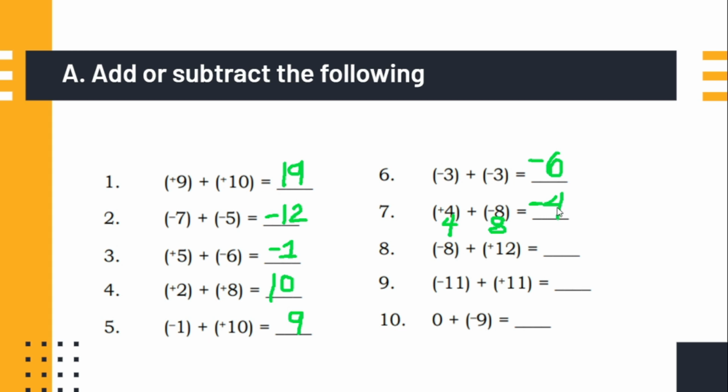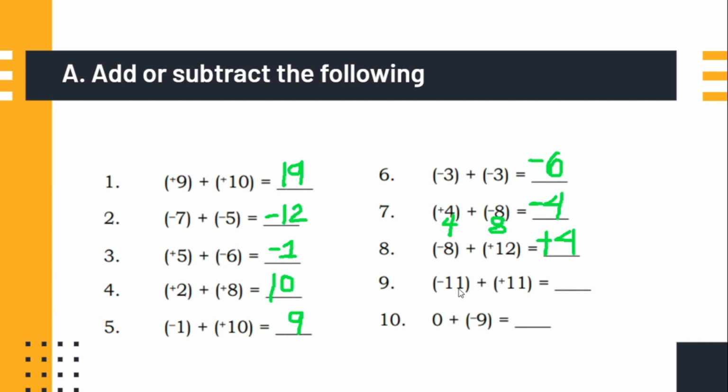Teacher, anong sign yung follow ko? Yung negative. Okay? Yung negative sign. Kasi, mas malaki yung absolute value niya. So, negative 4. Next, negative 8 plus positive 12. So, titingnan natin in just one look, sinong lamang? Yung 12. Diba? Yung 12, ilan ang lamang niya kay 8? 12 minus 8, that's 4. 4 yung lamang niya. So, therefore, 4. And then, anong sign niya? Positive. So, positive 4.